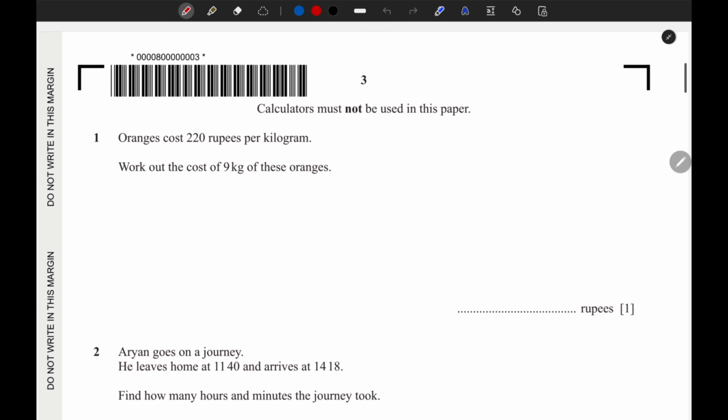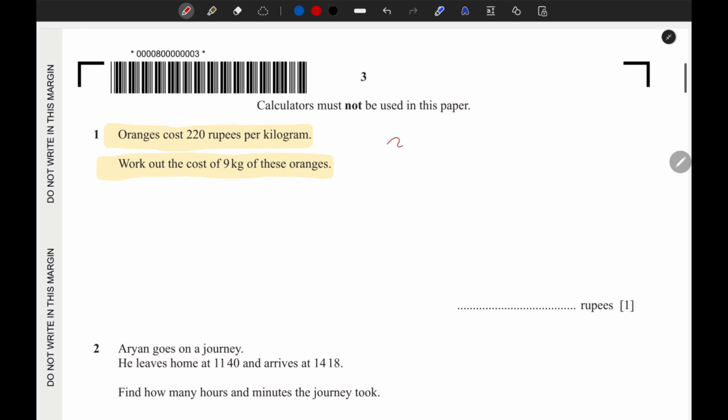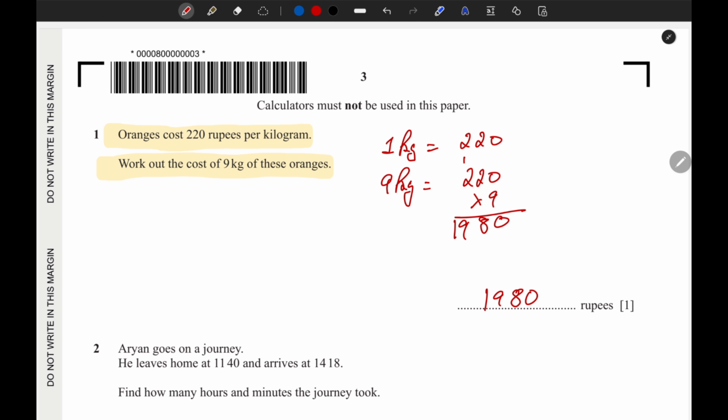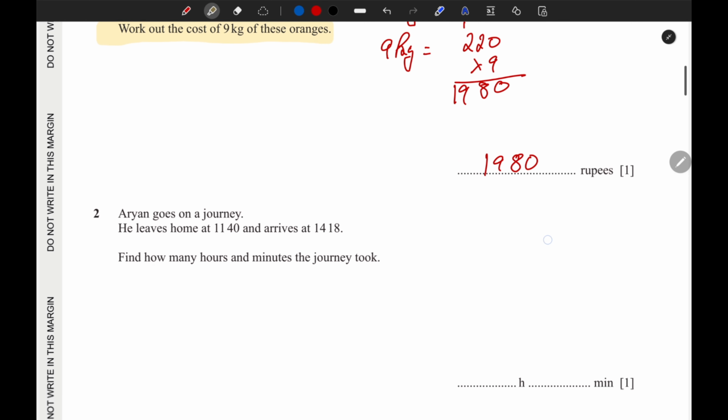Our first question is: oranges cost 220 rupees per kilogram. Work out the cost of 9 kg of these oranges. So, it's simple. We know that for 1 kg the price is 220 rupees. So for 9 kg this is very easy. You can just do 220 times 9. 9 times 0 is 0. 9 times 2 is 18, 8 carry over 1. 9 times 2 is 18, plus 1 is 19. So this is 1980 rupees.